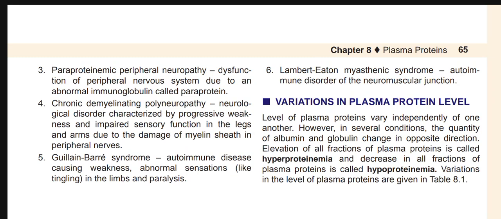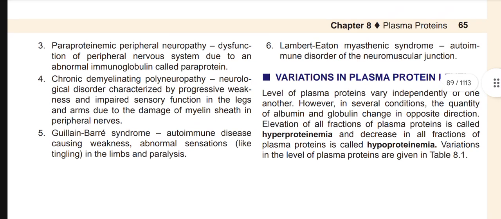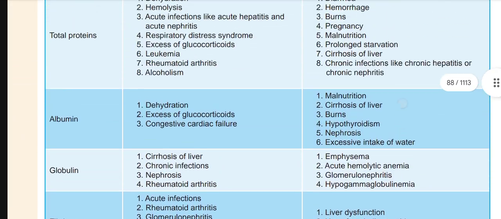The levels of plasma proteins vary independently of one another, but in several conditions, the quantity of albumin and globulin changes in opposite directions. Elevation of all the fractions of plasma protein is called hyperproteinemia, and decrease in all fractions of plasma protein is called hypoproteinemia. Now, variation of the level of plasma proteins is given in this table. Now, let's look at this once.